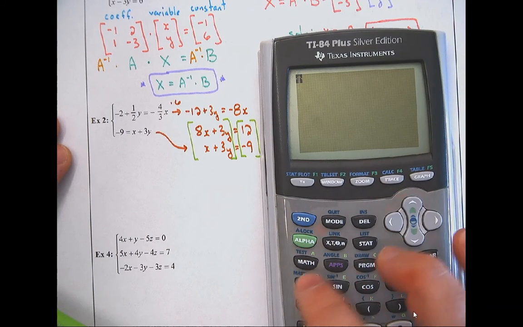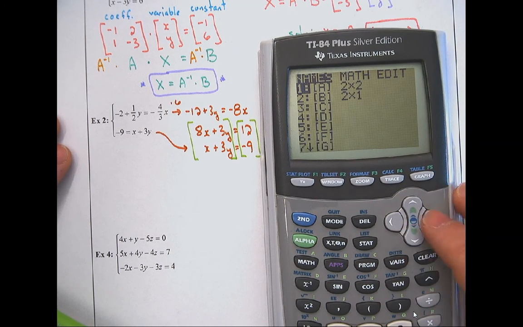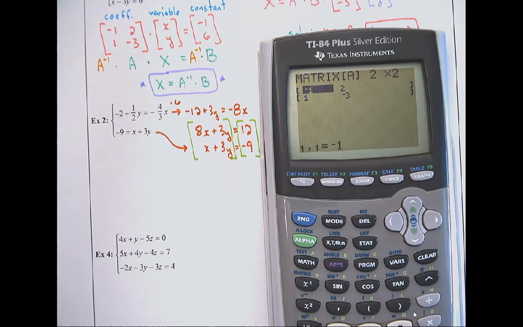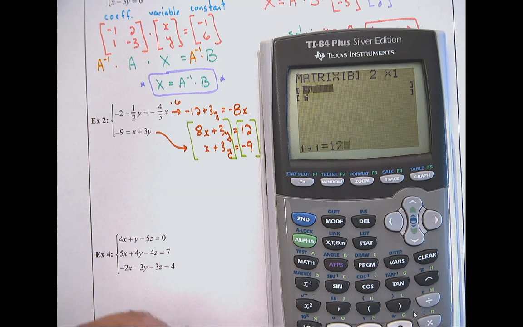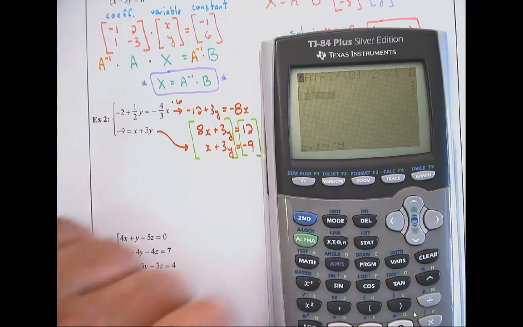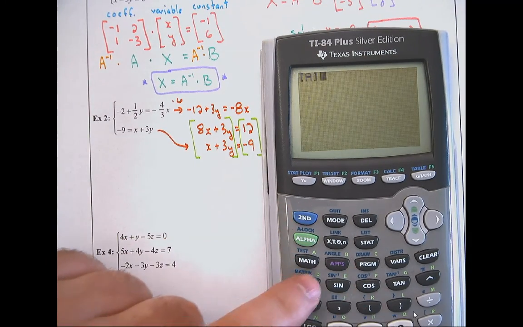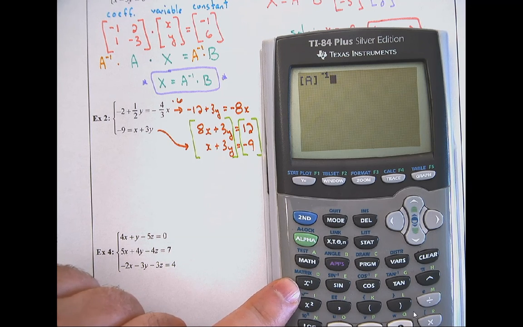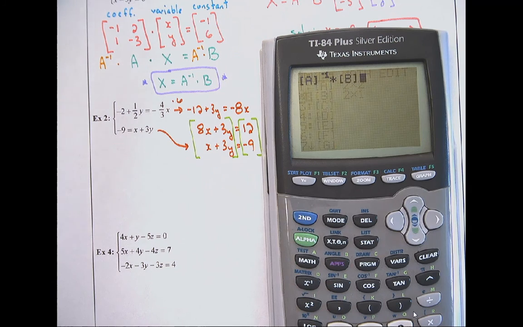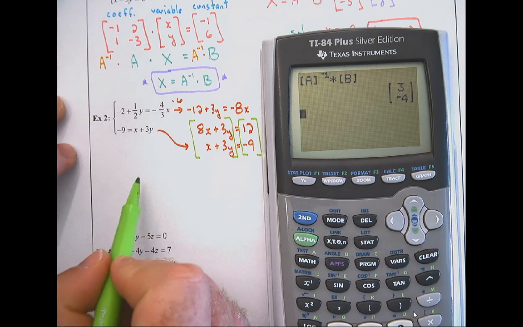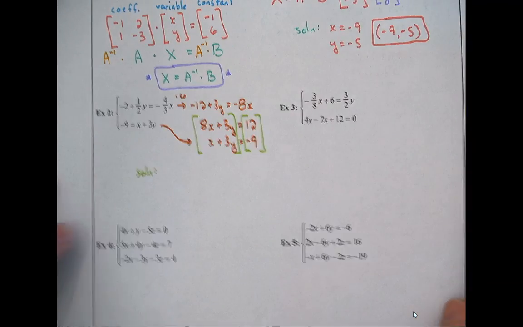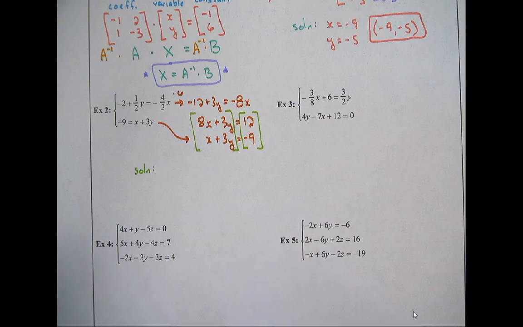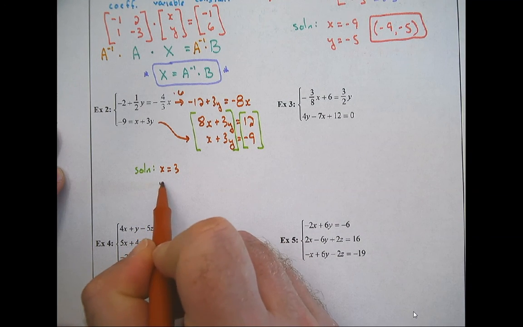Clear it out. Second matrix, edit. Matrix A is a 2 by 2, and the number coefficients are 8, 3, 1, 3. Second matrix, edit, is a 2 by 1. That's a 12 and a negative 9. Quit out. Second matrix A, hit the inverse button, which is above matrix, times second matrix B. So we get a solution of x equals 3, y equals negative 4.